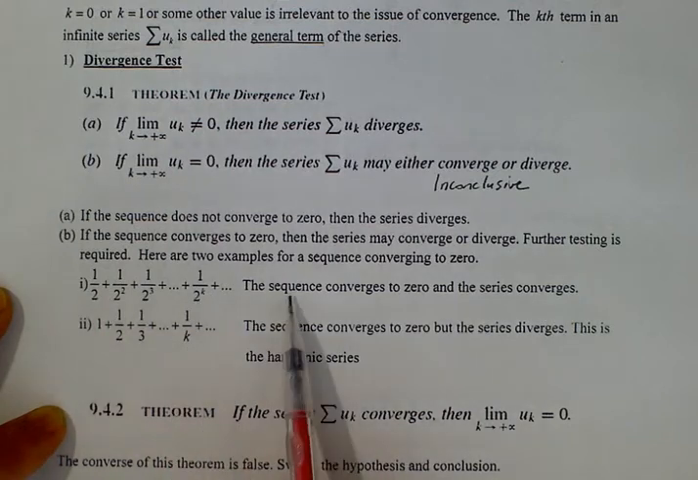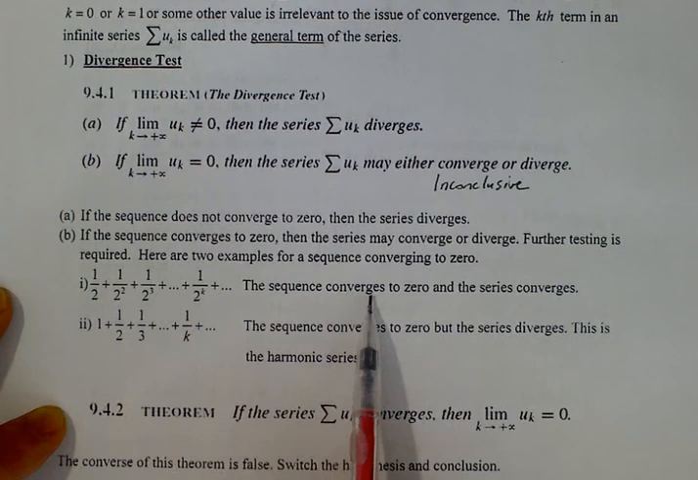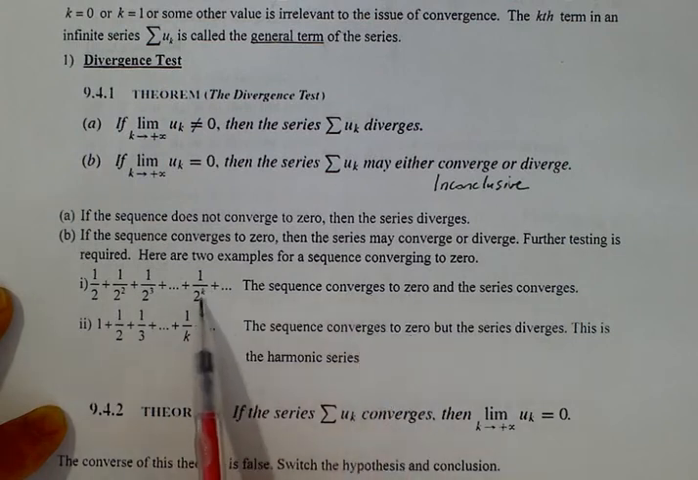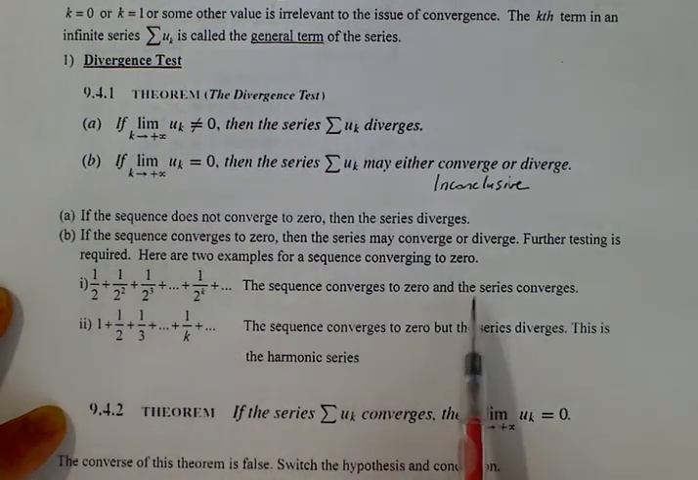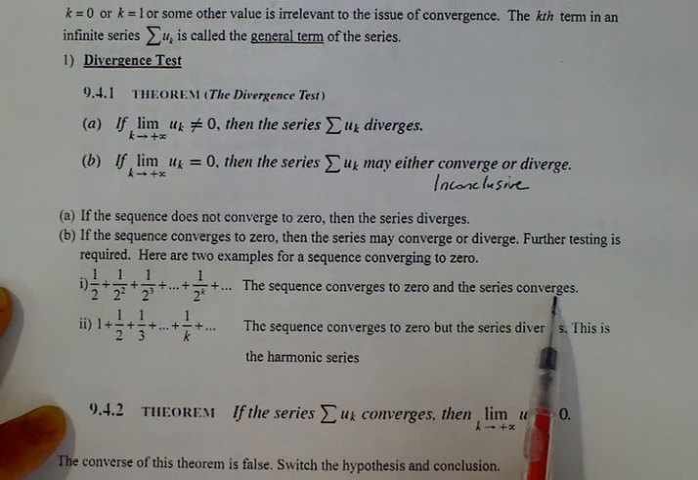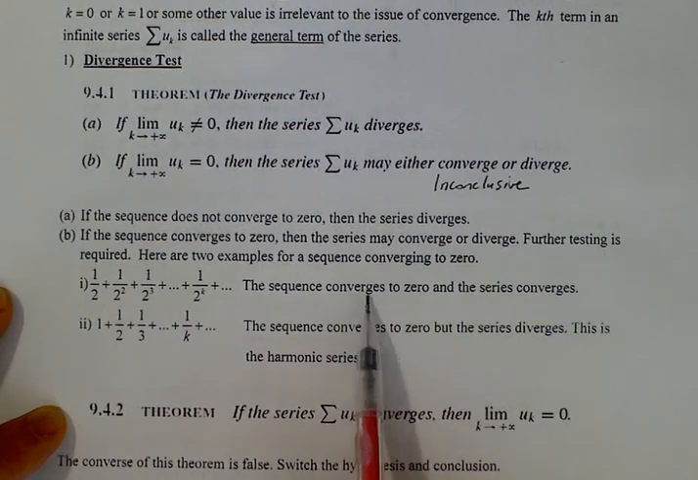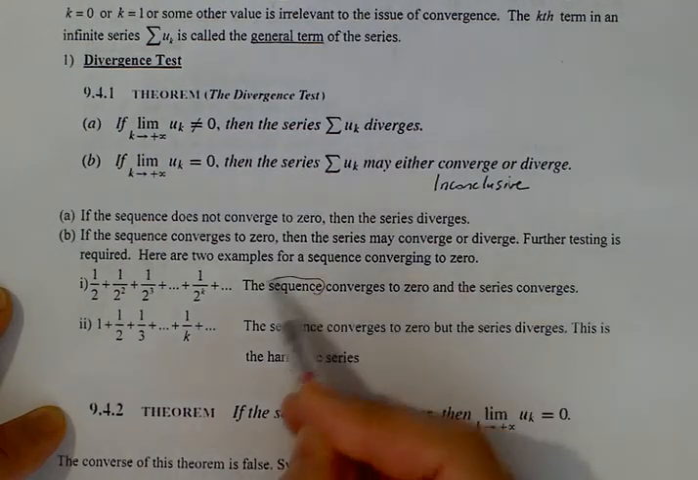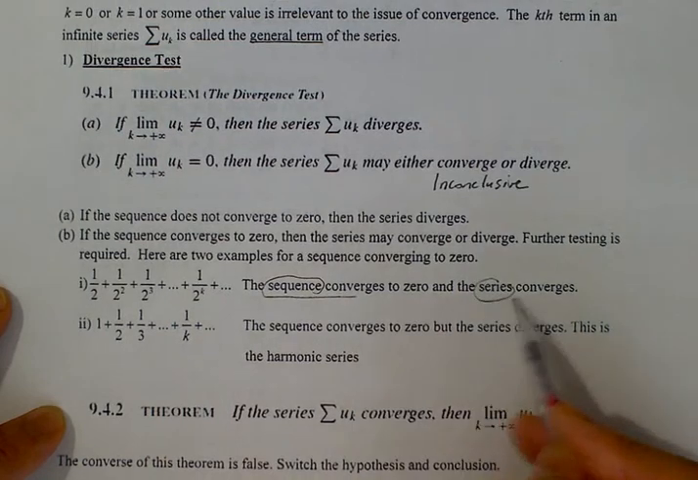We know that the sequence converges to 0, meaning that the kth term, if I took k out to infinity, would be 1 over a large number, which goes to 0. And also the series converges. So the sequence and the series both converge.